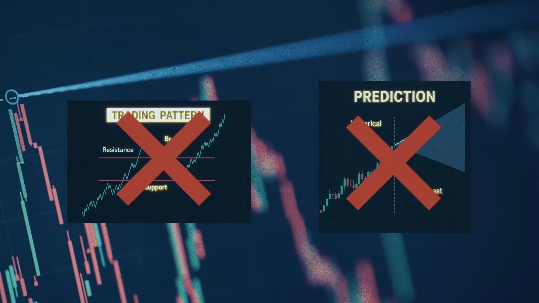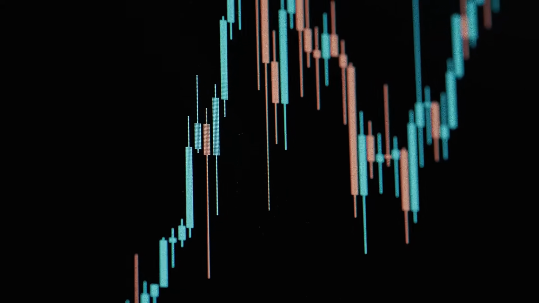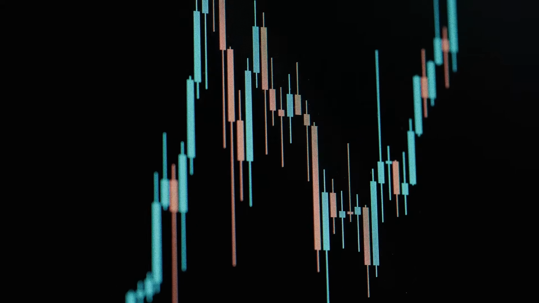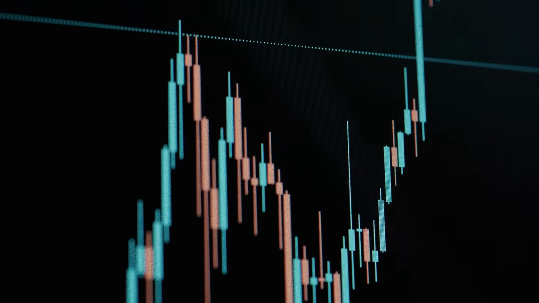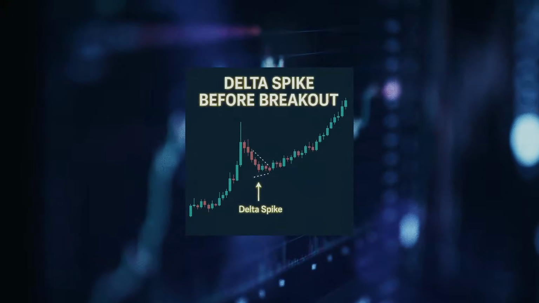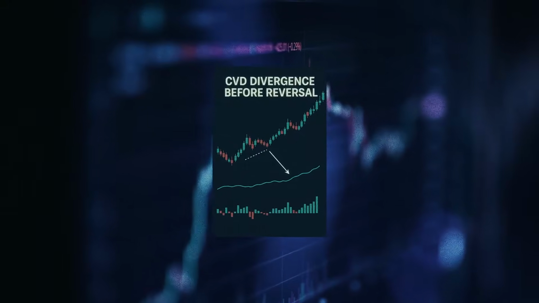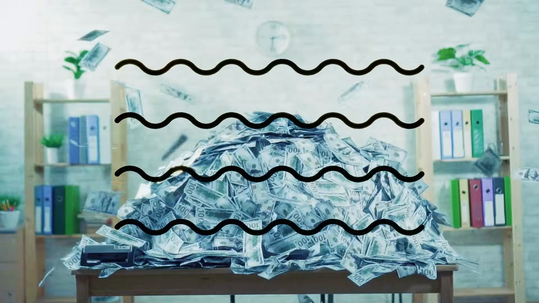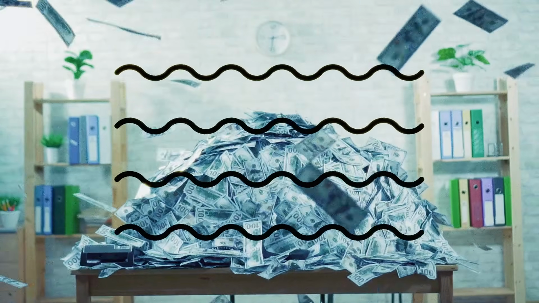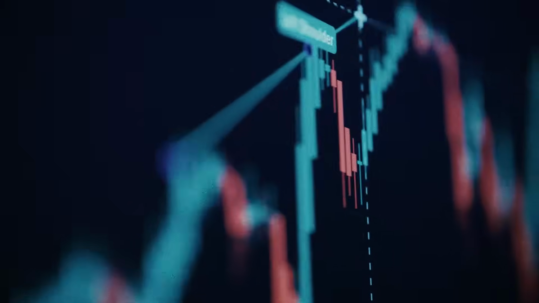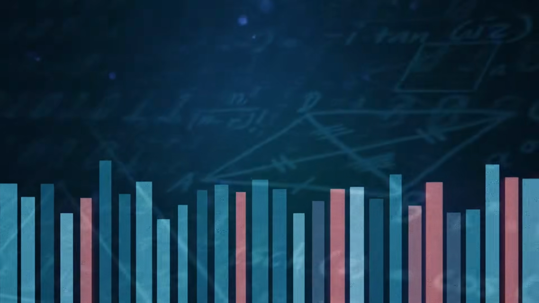It tracks aggression, quantifies imbalance, and tells you who's in control and when that control starts to shift. You'll see delta spikes before breakouts, CVD divergences before reversals, and absorption zones where big money hides its intent. And while most traders wait for confirmation, you'll already see the pressure building underneath the chart. Because this type of analysis isn't just focused on volume, it's focused on decoding volume.